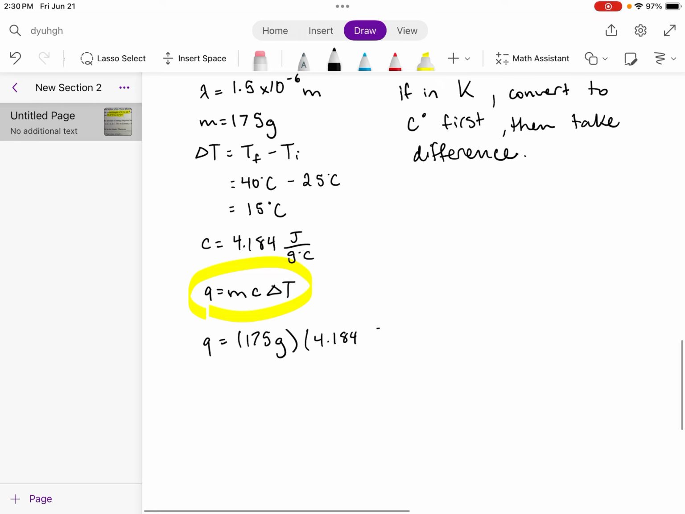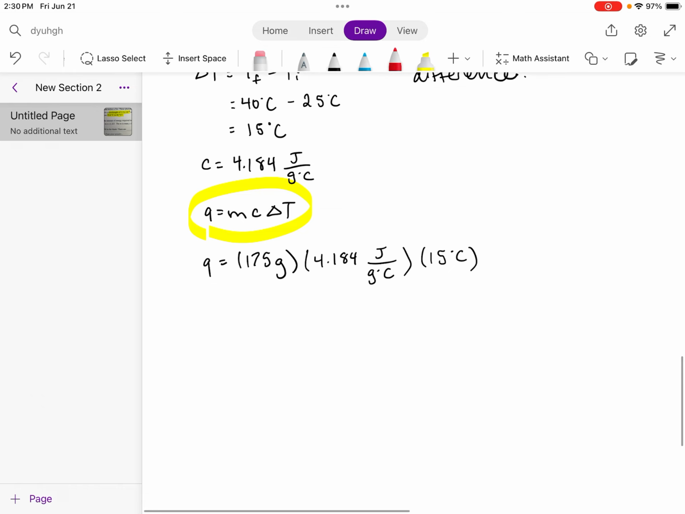And then we have our specific heat capacity. Remember, this is how much energy is needed to heat up 1 gram of water. Too bad we're not using 1 gram, so we have to do this. Okay, and our temperature change was positive 15 degrees Celsius.